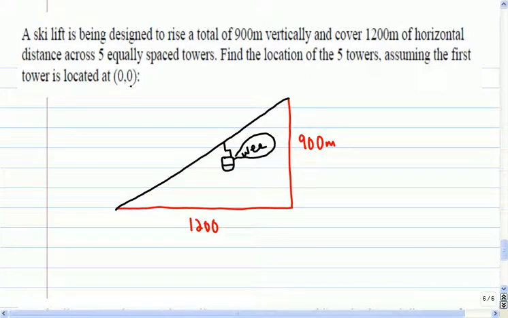But for this one, we want to space it out so that the cable's not drooping, to take some of the load off the cable. So 5 equally spaced towers. That means 1,200 divided by 5 is going to give me 240, and 900 divided by 5 will give me 180. Okay, so the distance for each of them, since I've got 5 towers, is going to be at those positions. So find the locations of the towers.